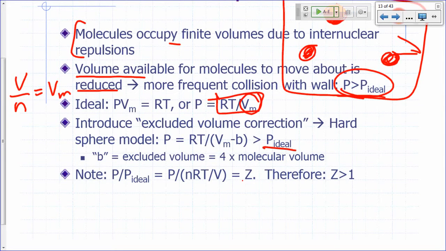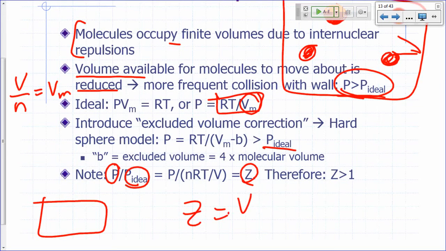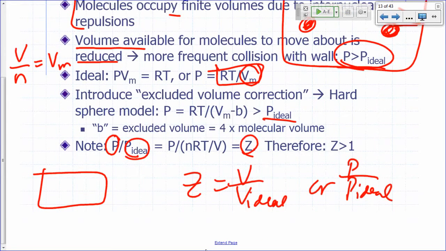You can also say, another way of looking at Z is this. For the same volume at the same temperature, the ratio of the actual pressure to what the ideal pressure would be is also equal to Z. So not only is Z equal to V over V ideal, that's also equal to P over P ideal. And here's how you can show that.